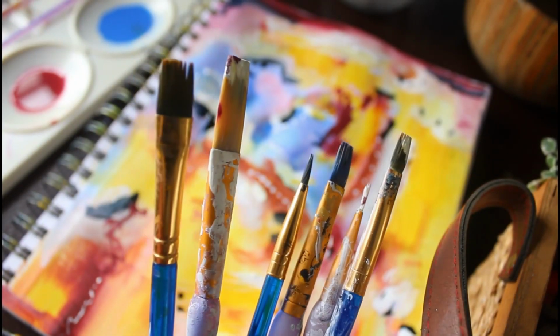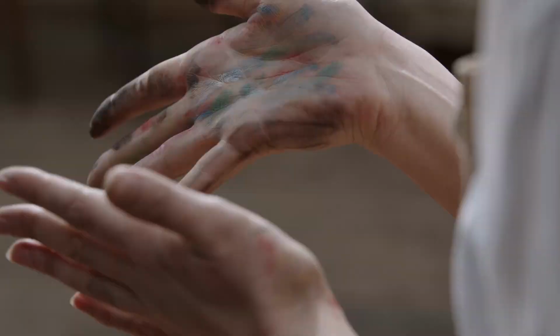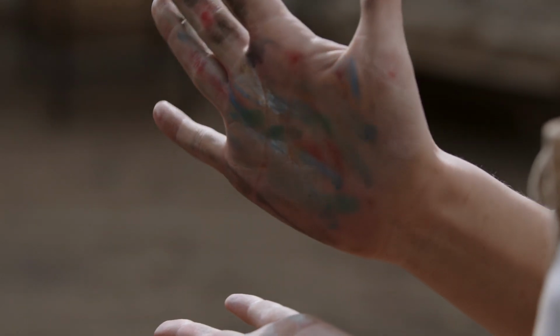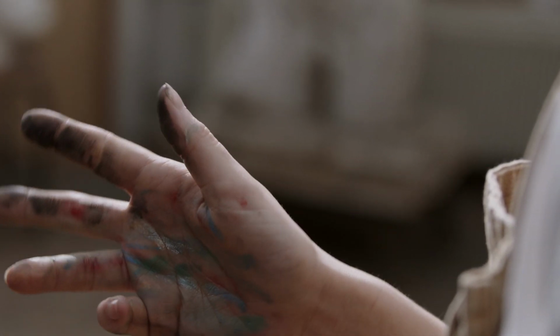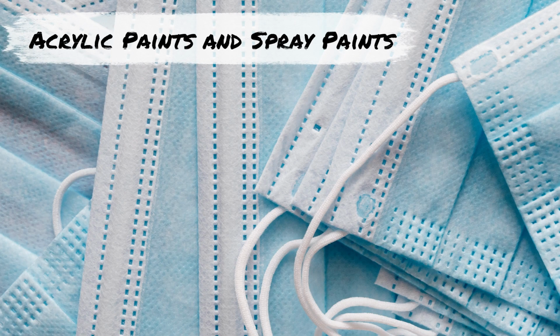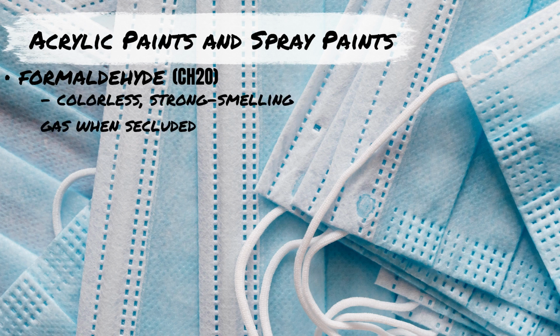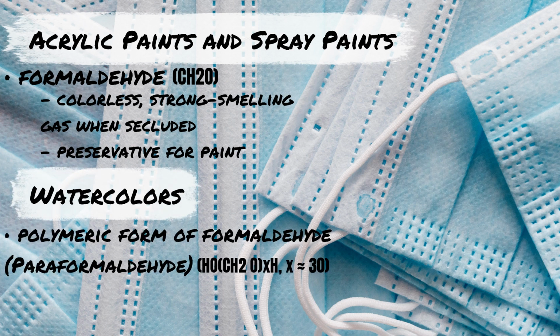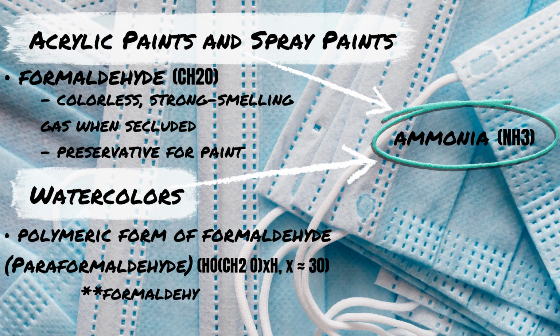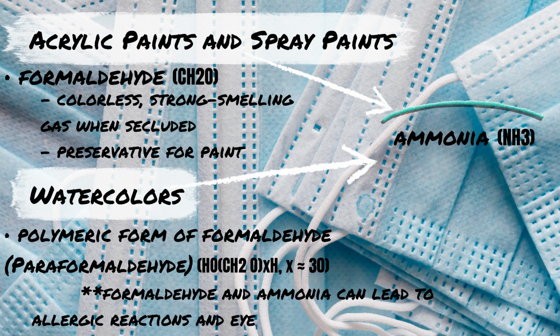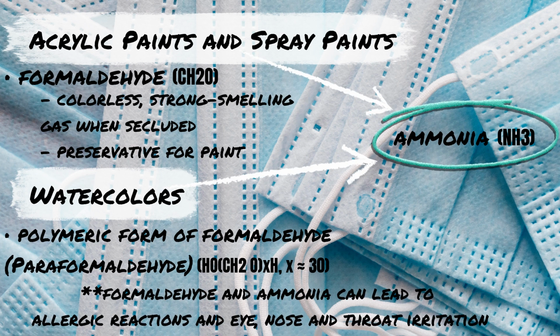Now, after analyzing the chemical components of the different paints, we can now focus on the possible health issues that may arise from misusing or not safely using these paints. First, acrylic paints and spray paints can contain a certain chemical called formaldehyde, which is a colorless, strong-smelling gas when secluded, and is meant to serve as a preservative for paint. Watercolors, on the other hand, can have a polymeric form of formaldehyde. Acrylic paints, spray paints, and watercolors may also have the presence of ammonia.